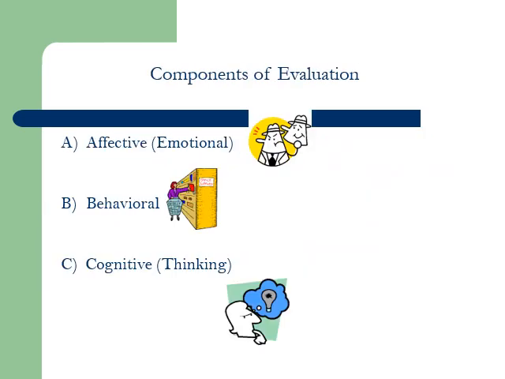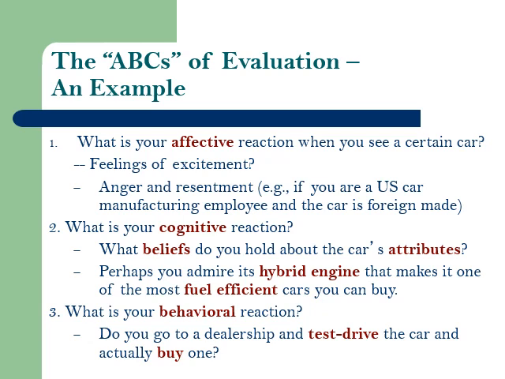Just to review again, these components of evaluation can be emotional, what we call affect, they could be behavior, or they could be thoughts, usually indicated by statements that you're making about the object, person, or idea. We also call this the ABCs of evaluation, to remind us that there are three different ways in which you can infer what a person's attitude actually is.